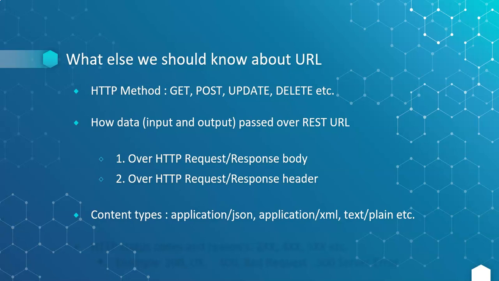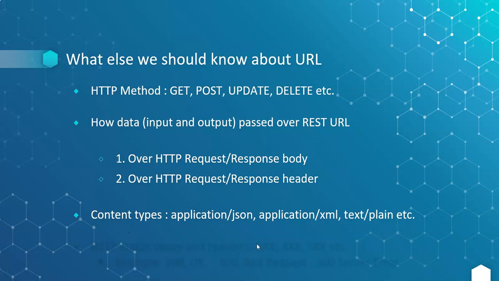Assume one person knows Japanese, one person knows Chinese. How can both communicate? By using a common language called English. In a similar way, the common languages we have are application/JSON, application/XML, text/plain and other content types.